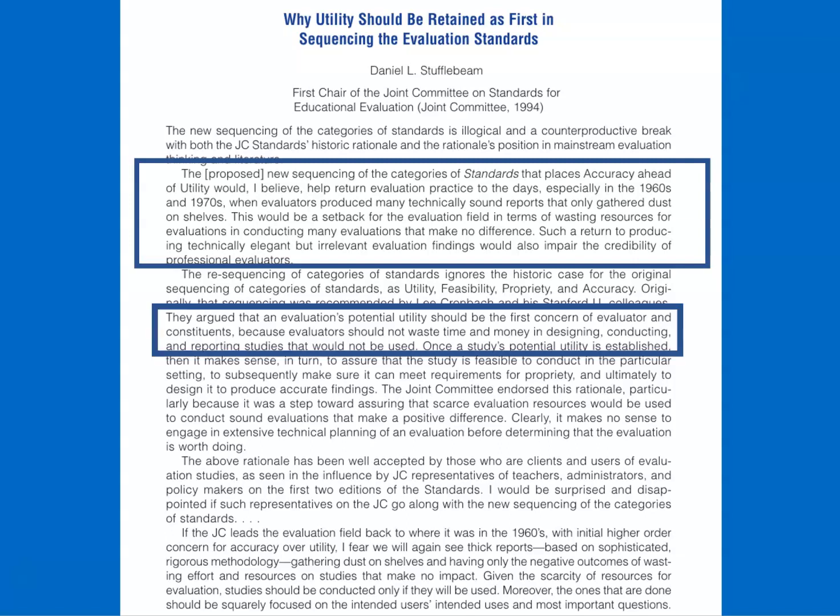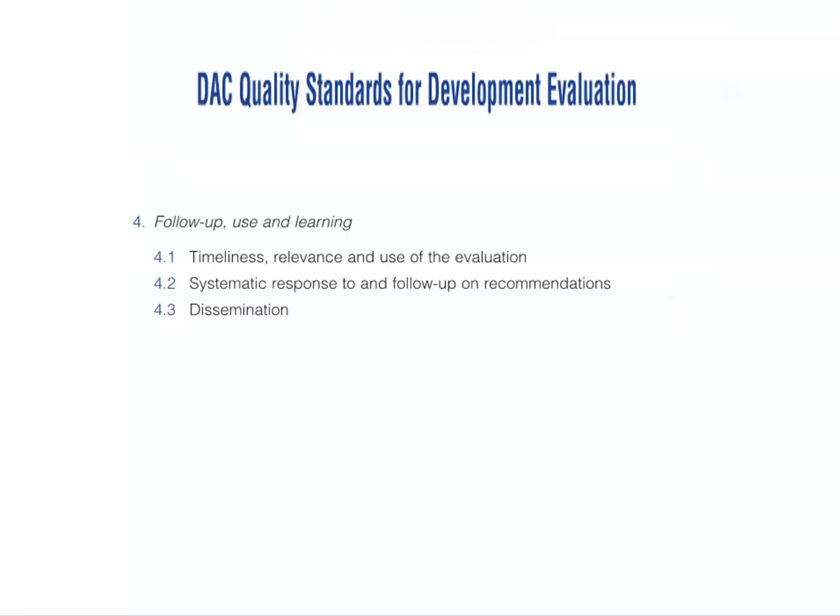He talked about how the emphasis on use emerged, and those like Cronbach and himself who argued to make utility first in priority, that an evaluation's potential utility should be the first concern of the evaluator and constituents, because evaluators should not waste time and money in designing, conducting, and reporting studies that would not be used.